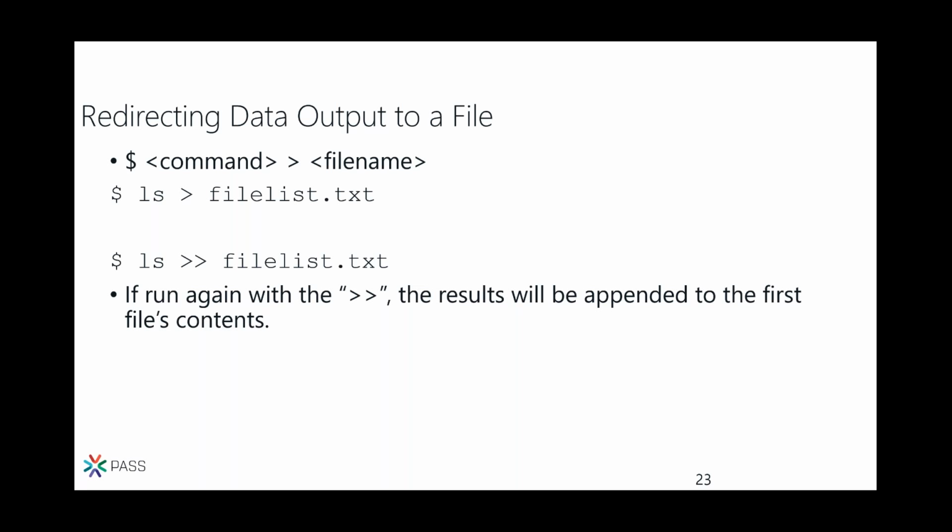So one redirect and say bring it to file list.txt. I could do an ls and do two carats and file list.txt, and that means I'm appending. That means I will continue to write to that file versus overwriting that file. If I did it again and just had a single redirect, it would rewrite over that file brand new. It would erase what was there existing.